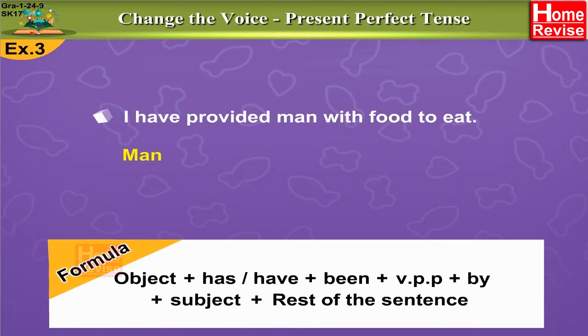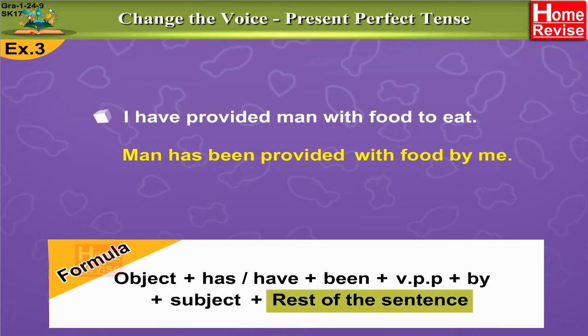But the man is a human being. How can it be an object? So here the man is the indirect object. The man, which is followed by the verb of present perfect tense, which is has been, telling us it's a passive voice, and then followed by the past participle of the verb, which is provided, which is followed by the subject and then the rest of the sentence. So your answer is the man has been provided with food by me.